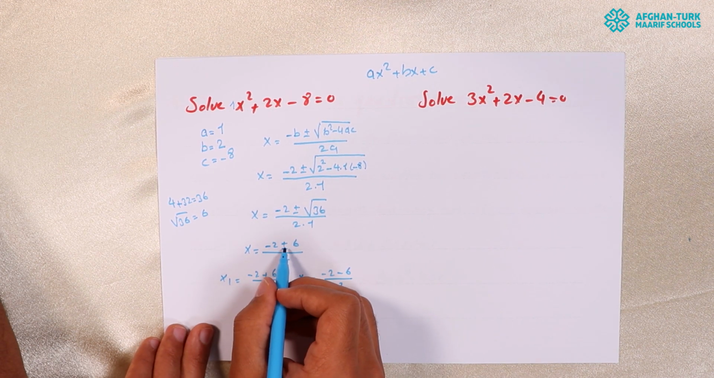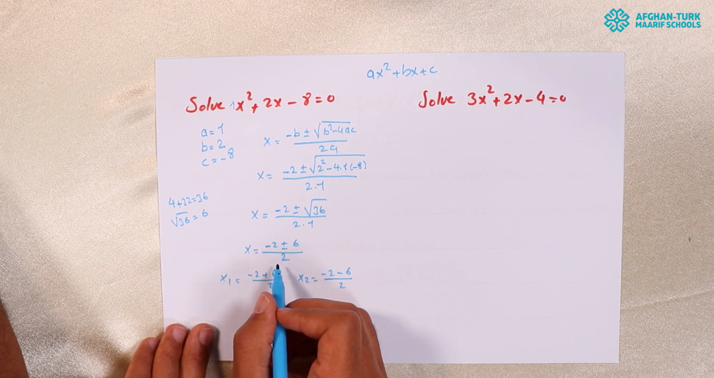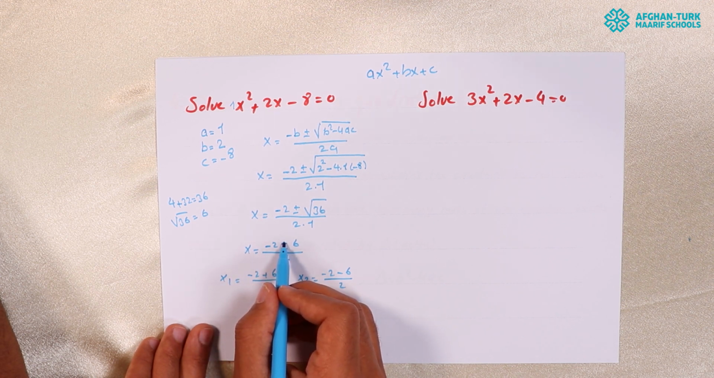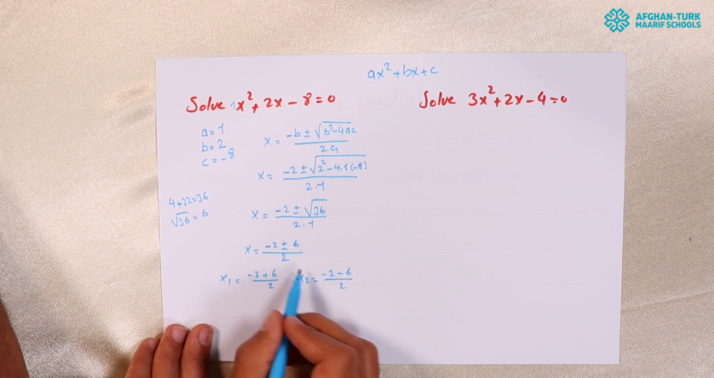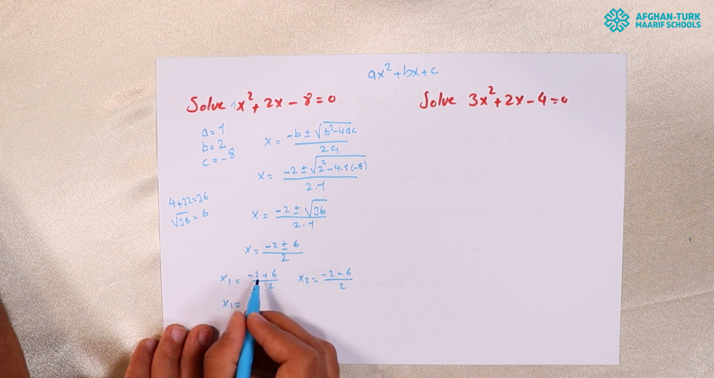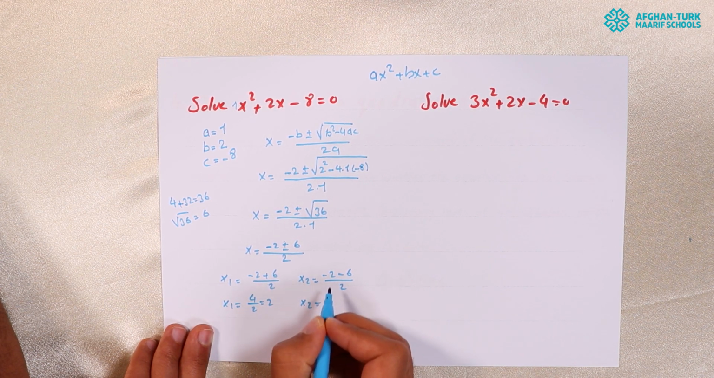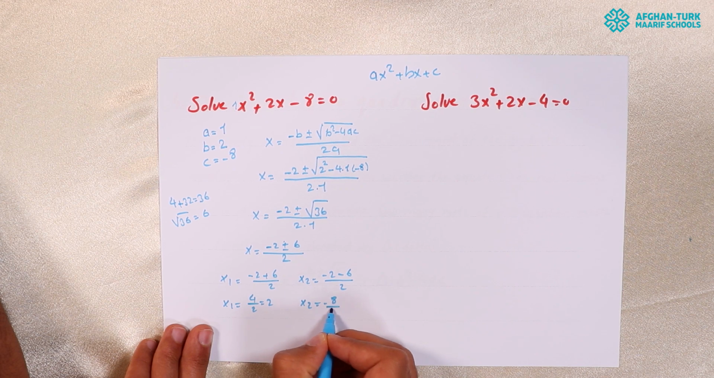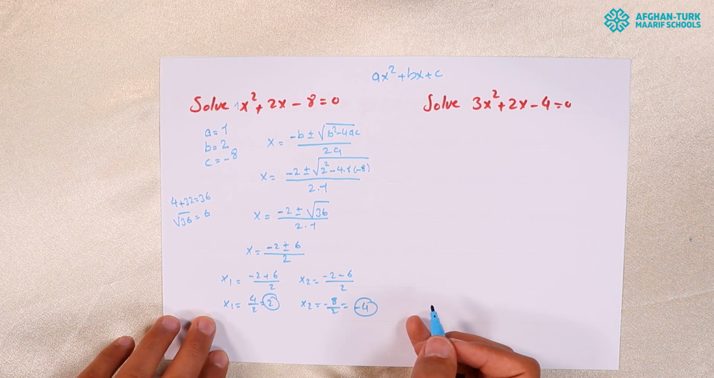We have two x's here. It means two roots. First we take positive, the second will be negative. It means minus 2 plus 6 and minus 2 minus 6. Minus 2 plus 6 will be 4. It means x1 is equal to 4 over 2, which is 2, and x2 will be minus 8 over 2, which is equal to minus 4. They are the solutions.